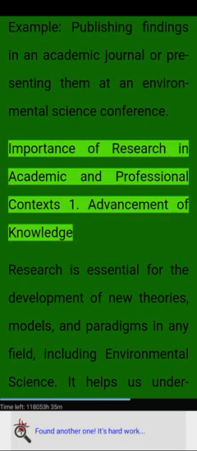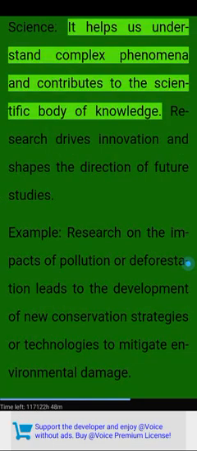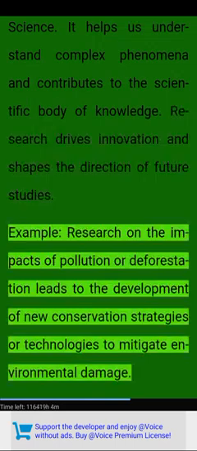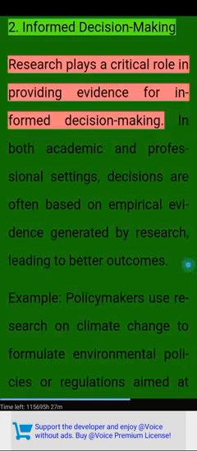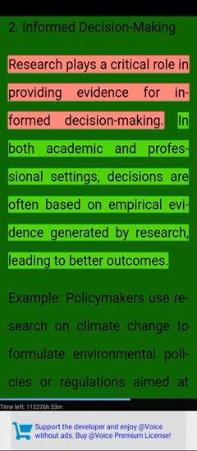Importance of research in academic and professional contexts. 1. Advancement of knowledge. Research is essential for the development of new theories, models, and paradigms in any field, including environmental science. It helps us understand complex phenomena and contributes to the scientific body of knowledge. Research drives innovation and shapes the direction of future studies. Example, research on the impacts of pollution or deforestation leads to the development of new conservation strategies or technologies to mitigate environmental damage. 2. Informed decision-making. Research plays a critical role in providing evidence for informed decision-making. In both academic and professional settings, decisions are often based on empirical evidence generated by research, leading to better outcomes.